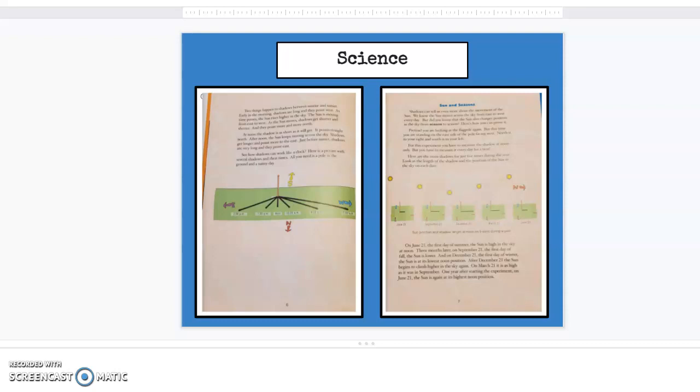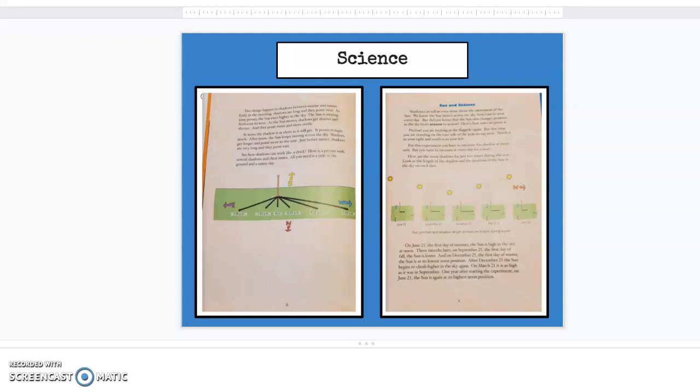At noon, the shadow is as short as it will get. It points straight north. After noon, the sun keeps moving across the sky. Shadows get longer and point more to the east. Just before sunset, the shadows are very long and they point east.